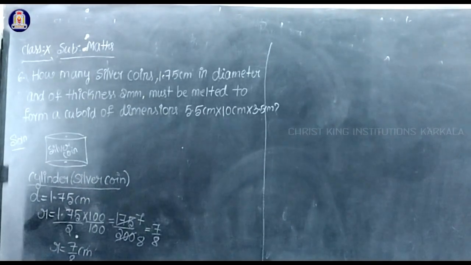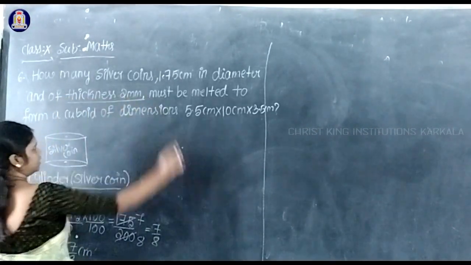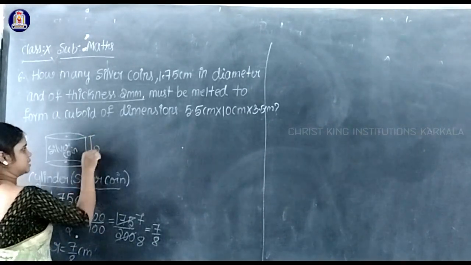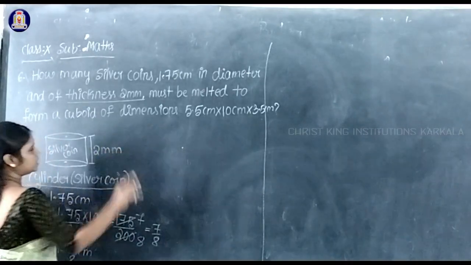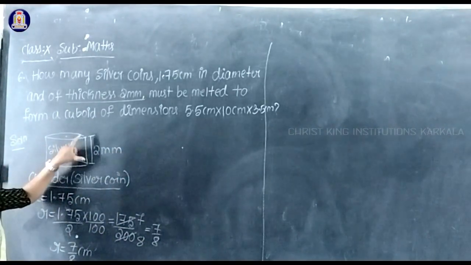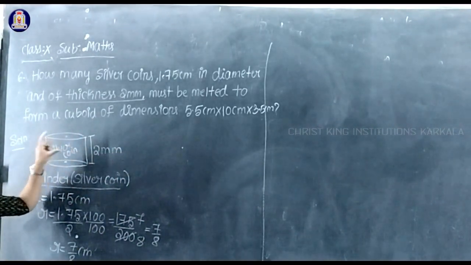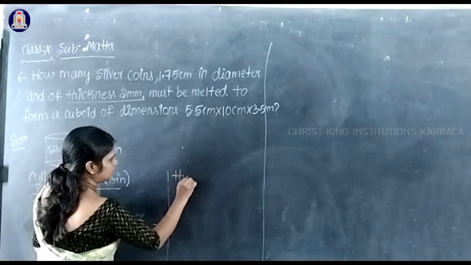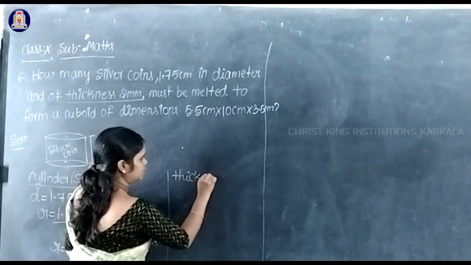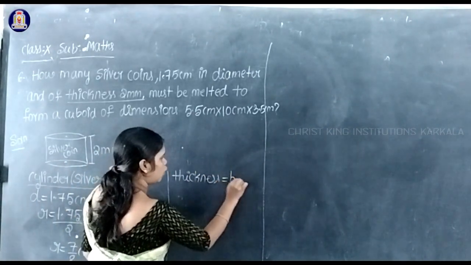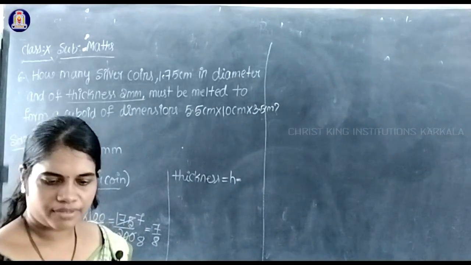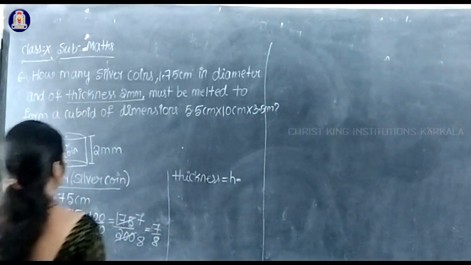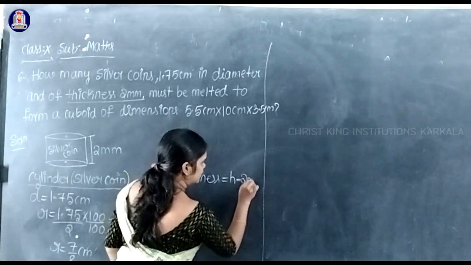Also given, thickness is equal to 2 millimeter. See, the thickness is about 2 millimeter. But students, thickness is nothing but the height of this cylinder. So thickness is nothing but height, equal to how much? 2 millimeter is given. Thickness is equal to 2 millimeter.